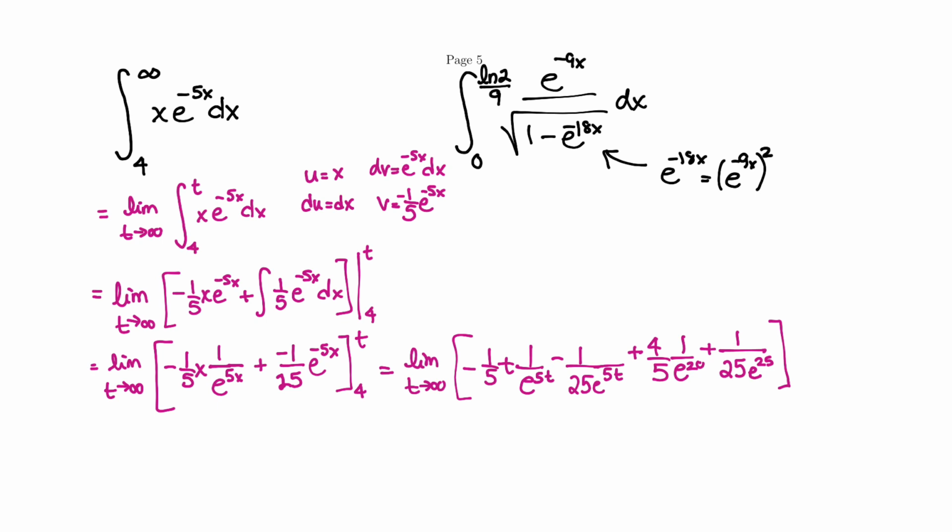So now we have to take a limit as t goes to infinity. And this is where it gets tricky. This is the tricky part. These guys are easy because they're constants. So as I take the limit as t goes to infinity, that's going to leave me with 4 over 5e to the 20th and 1 over 25e to the 25th. So those are okay. Where does this guy go? Well, as t goes to infinity, it's going to give me e to the infinity on the bottom.